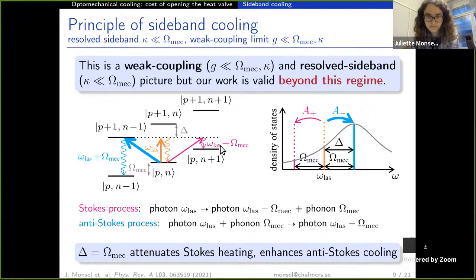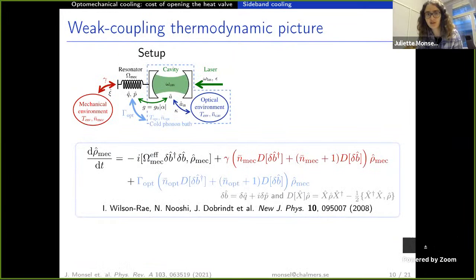Okay, so now, let's stay a bit longer in the weak coupling regime because there is this nice thermodynamic picture I want to present to you. Because the coupling is weak, we can trace out the optical part and just focus on the evolution of just the mechanics here, given by this density operator. And this reduced evolution is given by a Lindblad master equation.